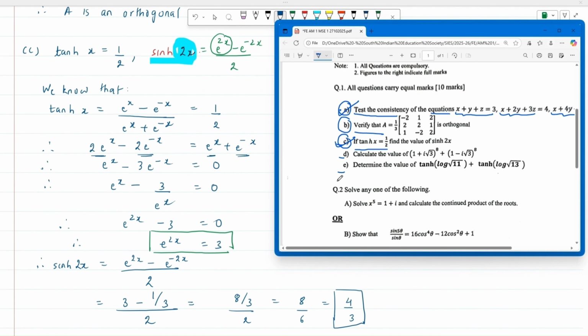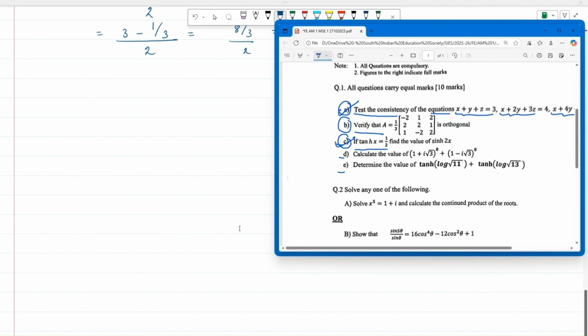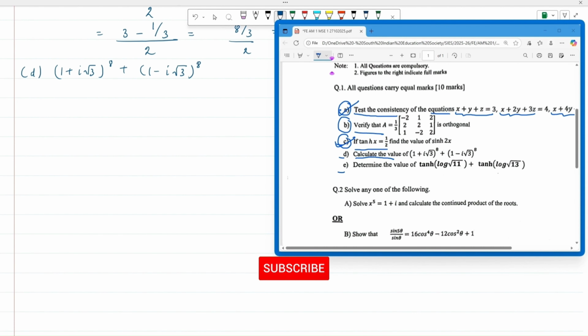Now let's move on to the D part. So in D part, we are given an expression and we are asked to evaluate it. So the expression is (1 plus i root 3) to the power 8 plus (1 minus i root 3) to the power 8. Now if you have a closer look, then you will observe that both the complex numbers are conjugates of each other. So we'll be focusing merely on the first conjugate number, which is with the positive sign, of course. So consider 1 plus i root 3.